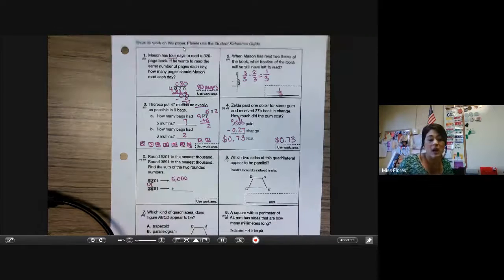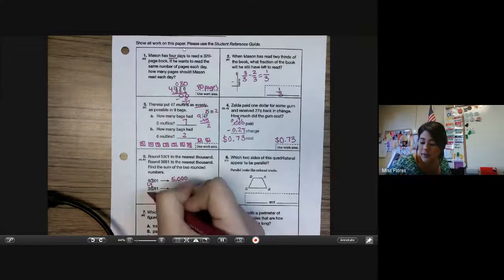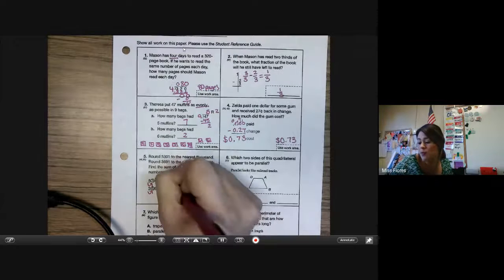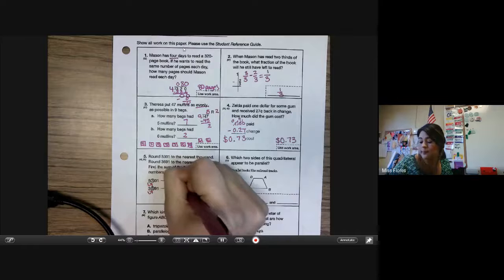So this is going to be 5,000. All right, what about our 3,000? Looking at the 6. Is 6 below 5? No, so 3 is not going to stay alive. It's actually going to be bumped up, upgraded to the 4,000.